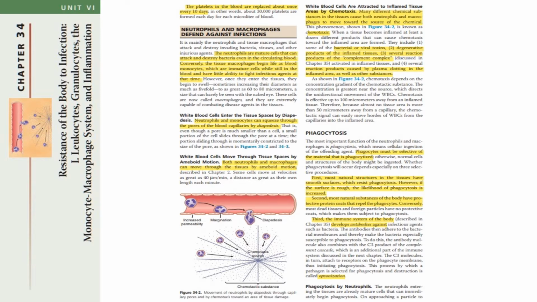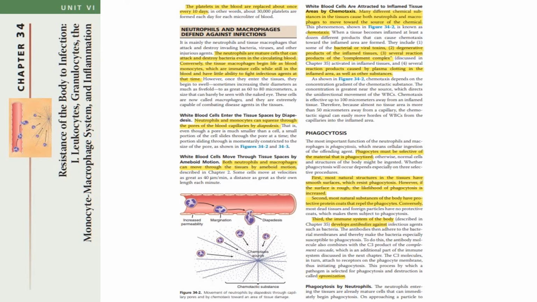The next concept we are going to discuss is phagocytosis. Phagocytosis must be selective of the material that is phagocytized. Otherwise, if it is not selective, normal cells and structures of the body might get ingested too. First, most natural structures in the tissue have smooth surfaces, which resist phagocytosis. However, if the surface is rough, the likelihood of phagocytosis is increased.